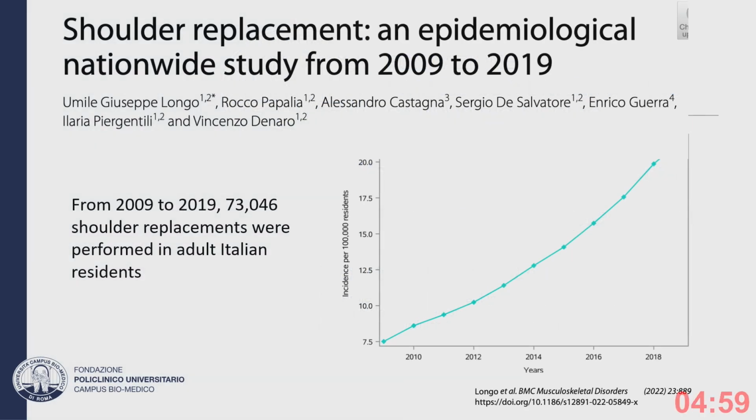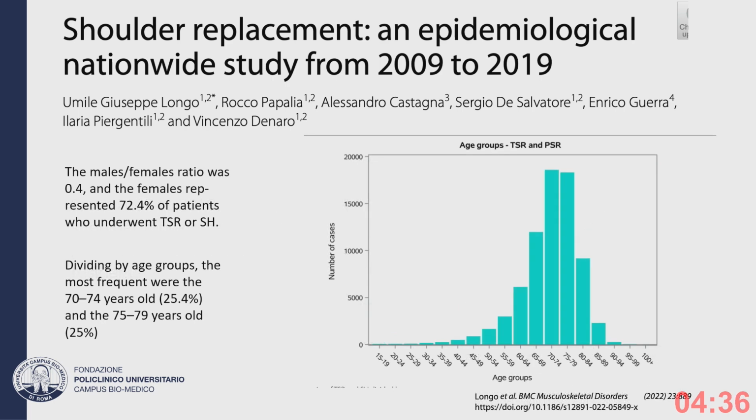First of all, I would like to start from this paper that we published together with my friend Alex Castagna and Enrico Guerra. We described the shoulder replacement incidence in a 10-year period in Italy, based on the discharge chart from the hospitals in Italy. We found a great increase in the number of procedures performed in the last 10 years. And we performed in Italy 73,000 procedures.